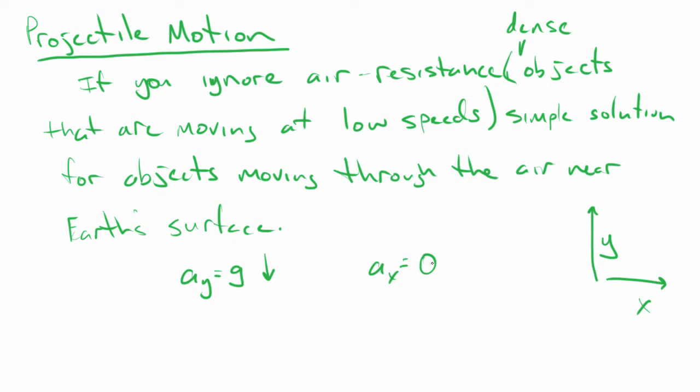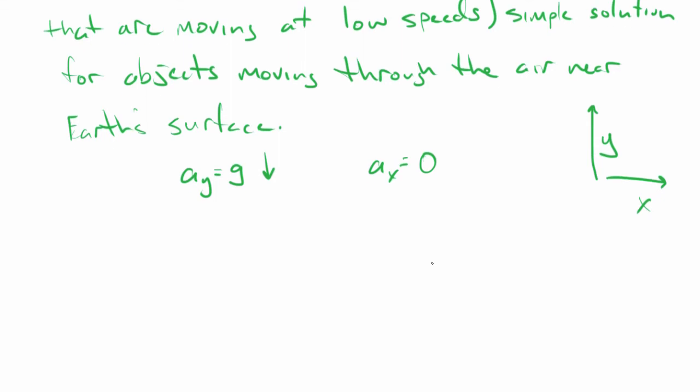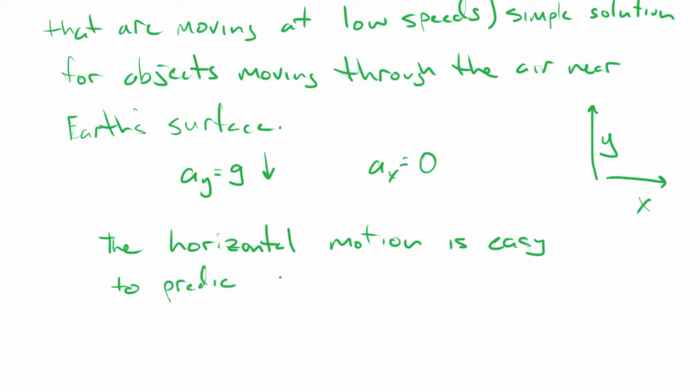Okay? So that makes life really easy because it's like the problem we just did where we didn't have an acceleration in the x direction, it was simply in the y direction. And that makes our motion much, much easier to solve for. All right, so to summarize, the horizontal motion is easy to predict, but the vertical could be a little bit more tricky.